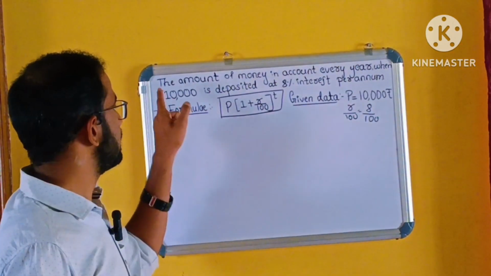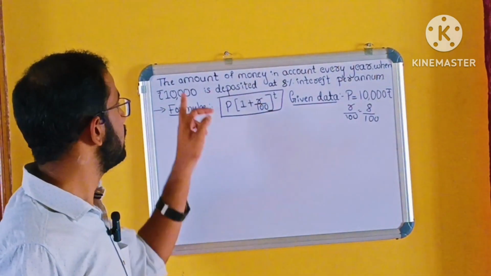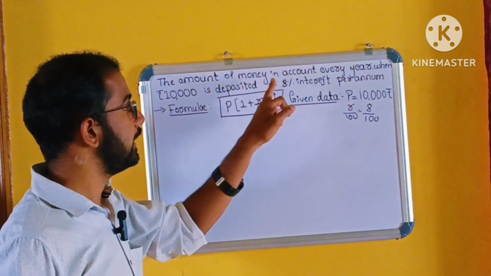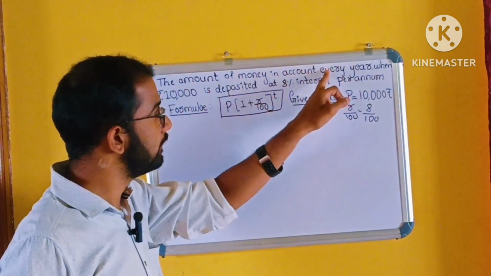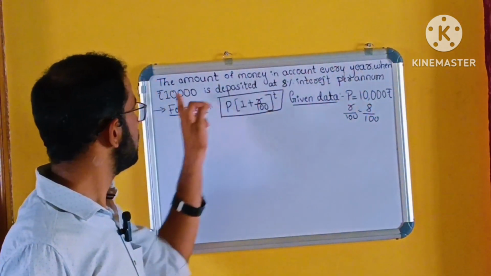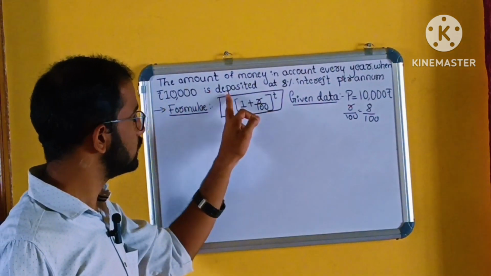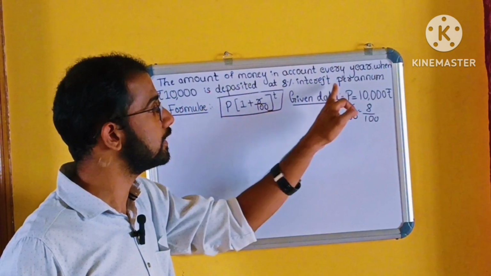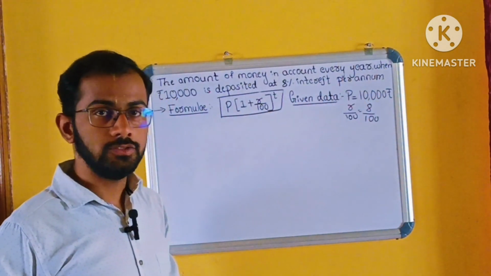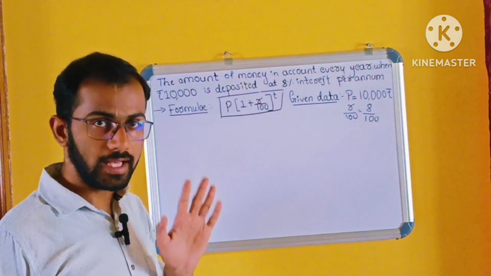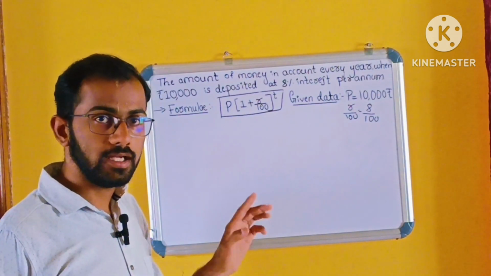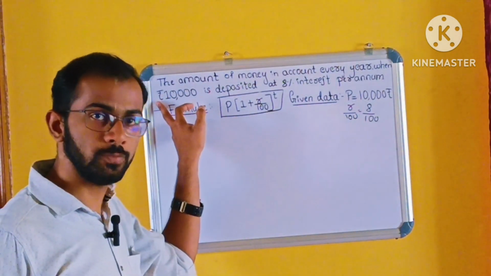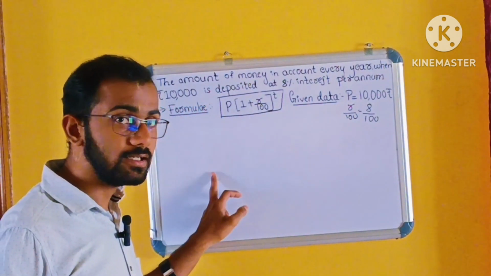Now let's see the next example. In this example, they have given the amount of money in an account every year when 10,000 is deposited at 8% compound interest per annum. So if I have a bank account, initially I have deposited 10,000 rupees at a compound interest of 8%.